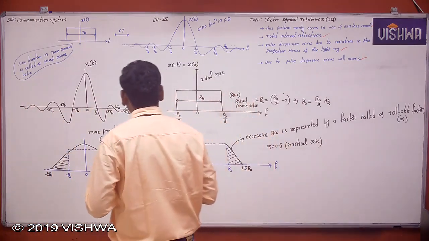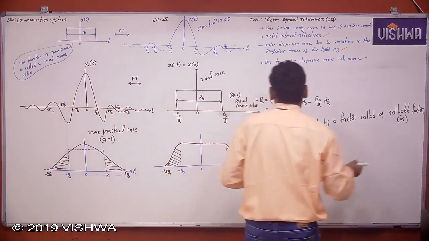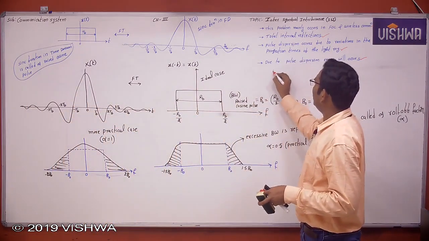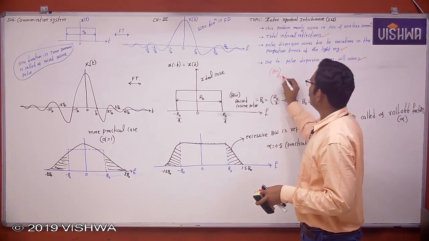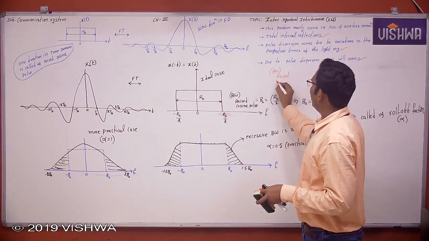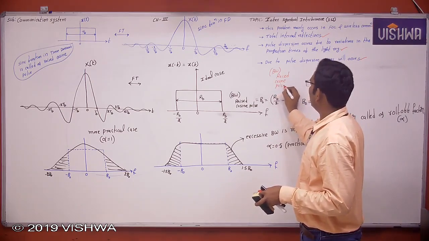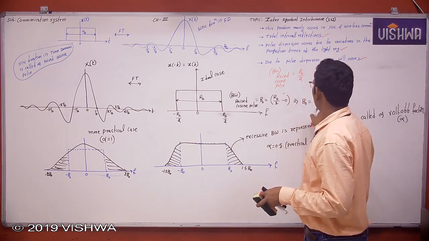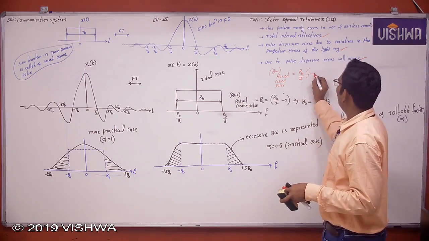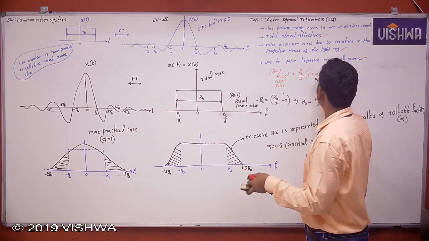So finally, by looking at this, can we find one method, one formula for the bandwidth? This is the bandwidth of the raised cosine pulse. The bandwidth of the raised cosine pulse is RB by 2 into 1 plus alpha. Is it matching or not? Can you please check once?